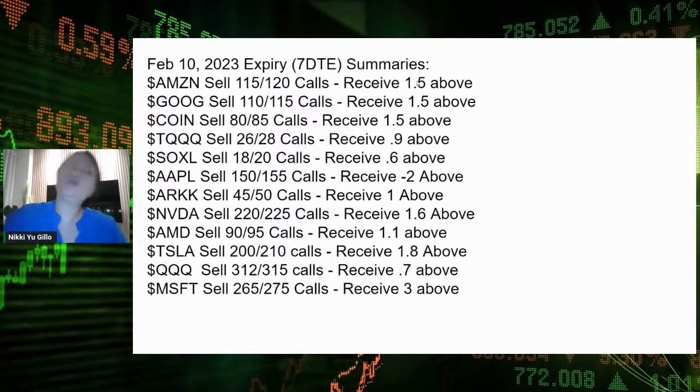So even if Amazon hits, let's say, $1,000, some unbelievable price within 7 days, don't worry. You can sleep well at night knowing that your max loss is $350 per contract. So you make 5 contracts, 350 times 5. Your max loss would be 1,750. Now your max gain there is 150 times 5, just $750.